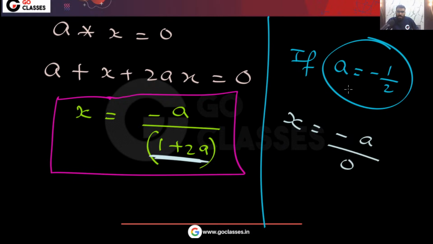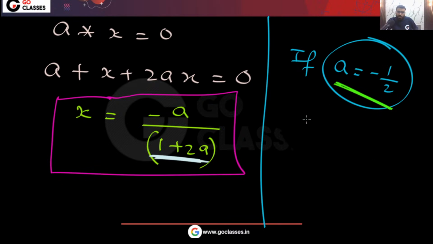Is this clear? If you take a equal to minus 1 by 2, then you can notice that this denominator will become 0. So if a equal to minus 1 by 2, then a inverse does not exist. I can say a inverse does not exist.